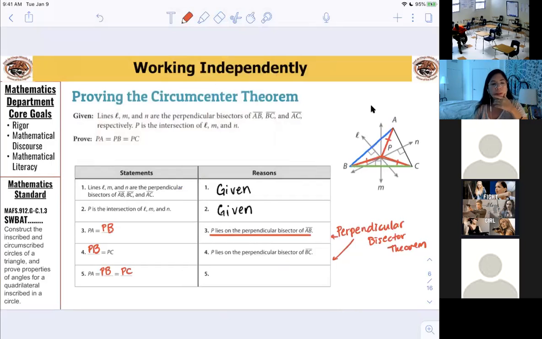And what is that reason going to be? Wait, no. The circumcenter theorem? That's what we're trying to prove. Again, we're proving the circumcenter theorem, so we can't use it as a reason because it's the reason that we're trying to prove. The perpendicular bisector? We already used that. I'll give you guys a clue. Instead of a geometric theorem, the next reason is going to be more of a mathematical rule, an algebraic rule.